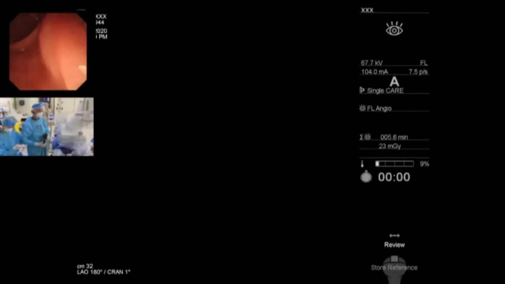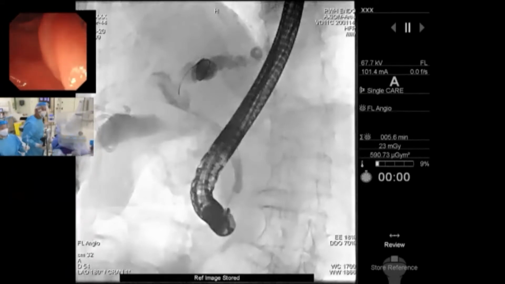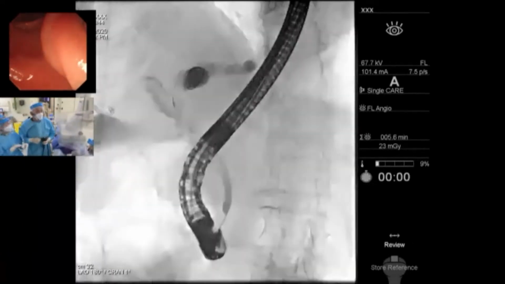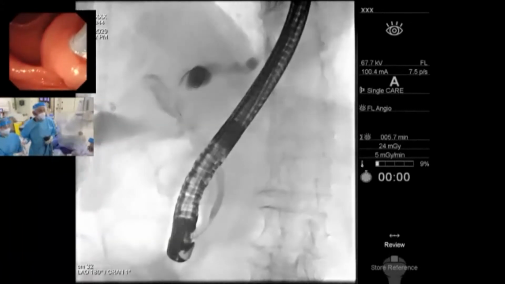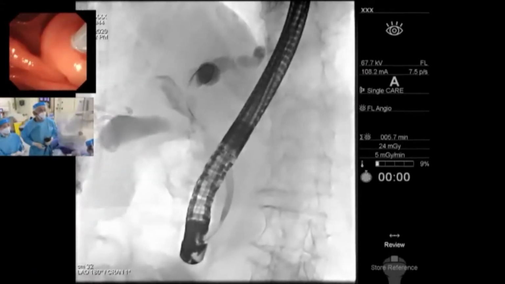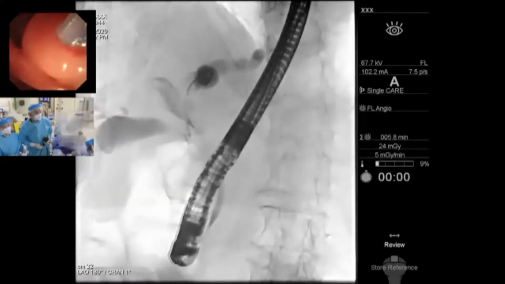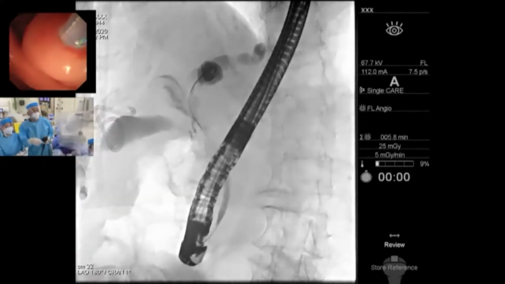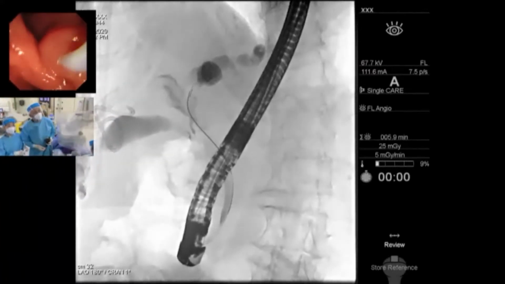So, okay, let's do a picture. So what do you guys think? We can see a small structure, maybe, but it looks like a very short structure. Definitely a stricture at the hilum, maybe involving the CBD, I mean the cystic duct. Yeah. And even the right system is not opacified.